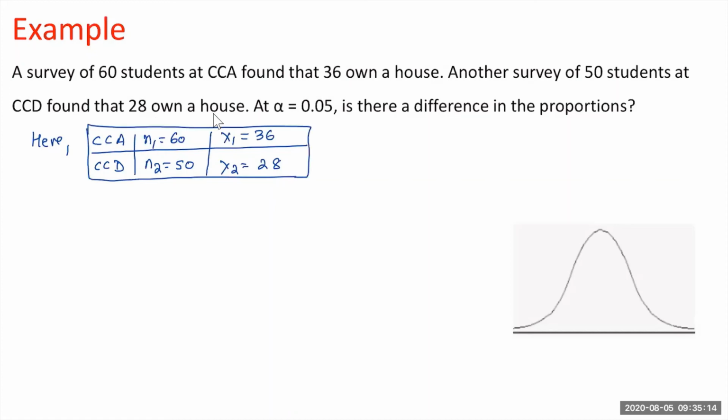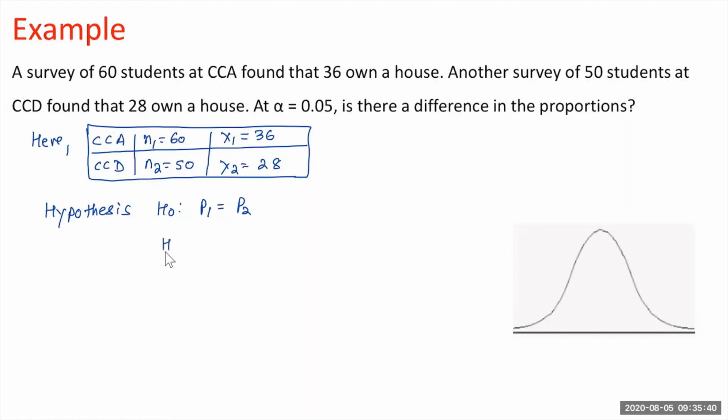Now what we need to do is check if there is a significant difference in the proportion. Now let's set the hypothesis. The null hypothesis, as I said, is P1 is equal to P2. If it were means, it would be mean 1 equal to mean 2. But here we are talking about the proportion. So the first proportion is equal to the second proportion.